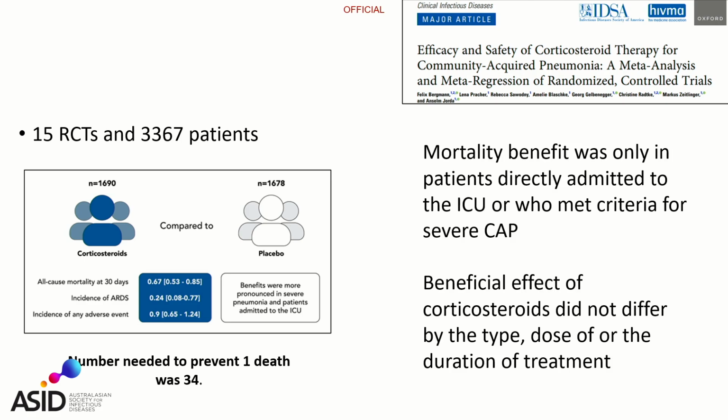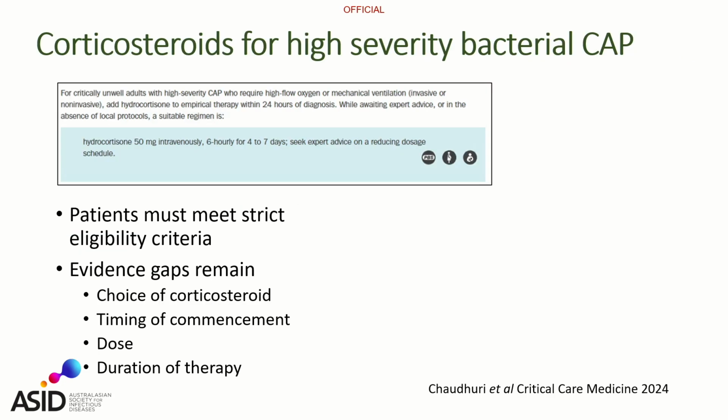What's important to recognise is the data is not there for patients outside of severe community-acquired pneumonia and the intensive care setting, and there have been studies looking at this in non-critical care beds, and a benefit has not been found there. There's also evidence gaps with regards to the type of corticosteroid and the dose. This particular meta-analysis didn't find a difference specifically to a particular regime.